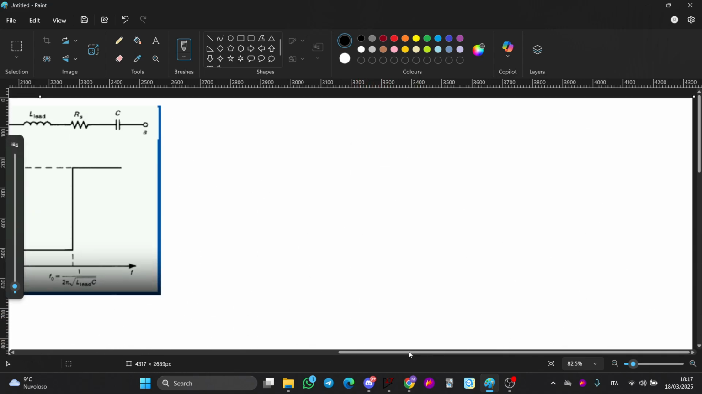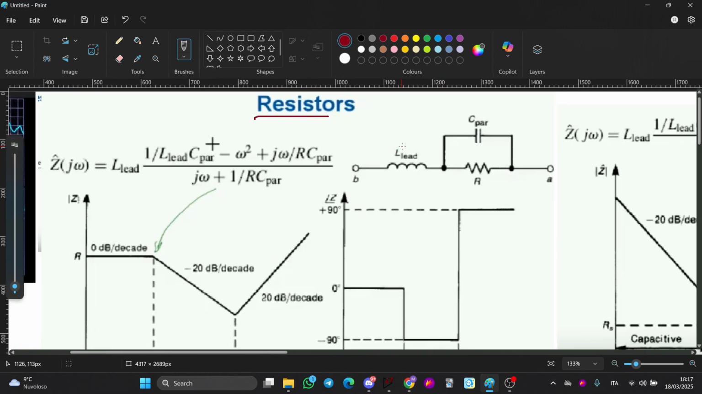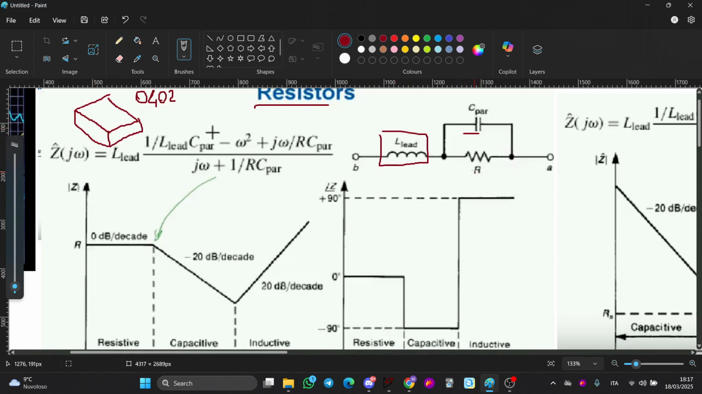Now I took some slides from my course, and as you can see, I'm pretty positive of what I just said before. So this is the true resistor. As you can see here, we have the inductance of the lead of the resistor. So we assume that the resistor is an SMT component like this. In this case, for instance, 0402 will have an inductance and also a capacitance, of course, and a resistor.